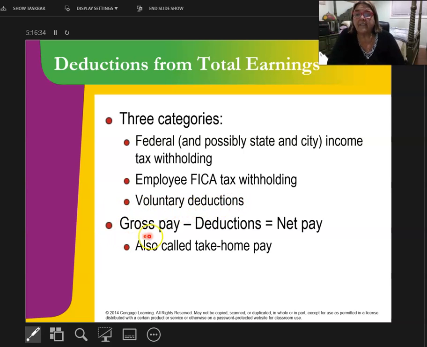So the formula is I calculate my gross pay, I subtract all my deductions, and whatever that is, it equals my net pay. And my net pay is also called what I take home, or my take-home pay.